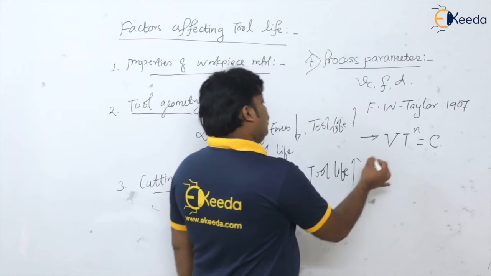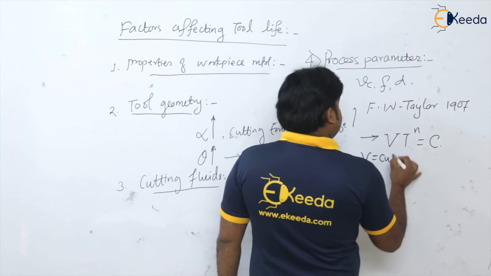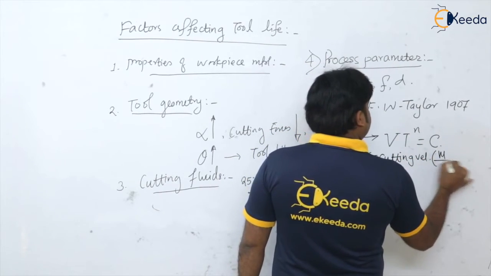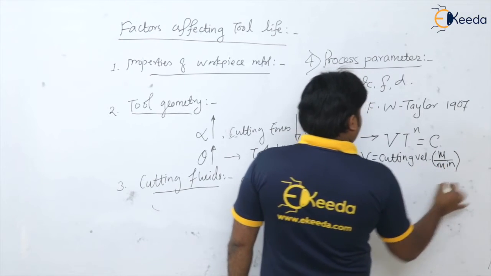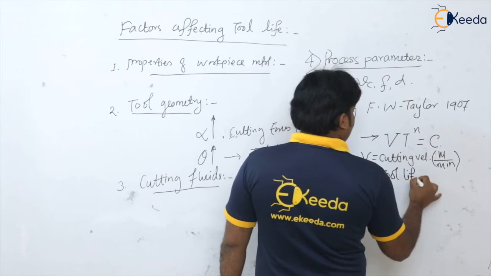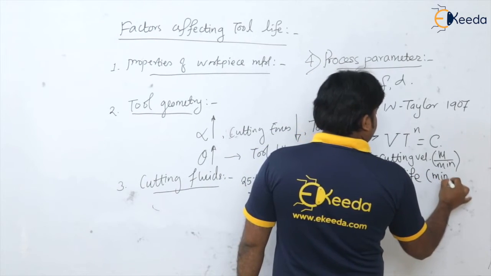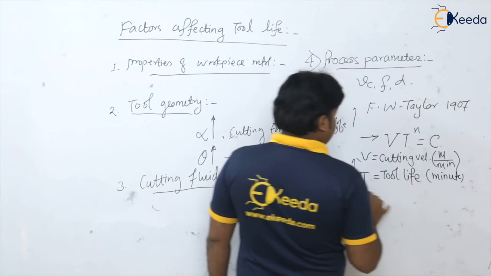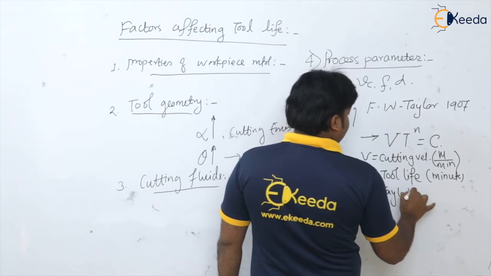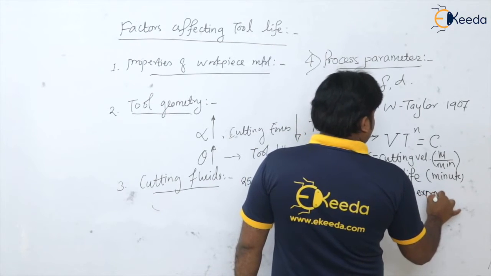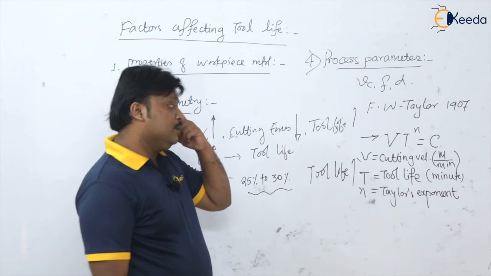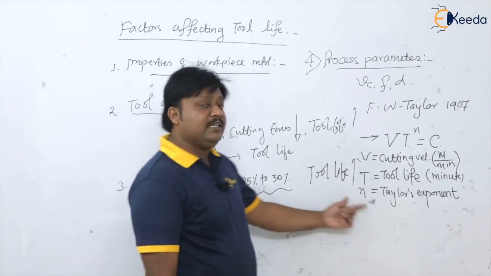So see here, V is what? The cutting speed or cutting velocity, which is in meter per minute. T is the tool life, which is in minute, and n is Taylor's exponent, whose value depends upon the material that you are using as a tool material.